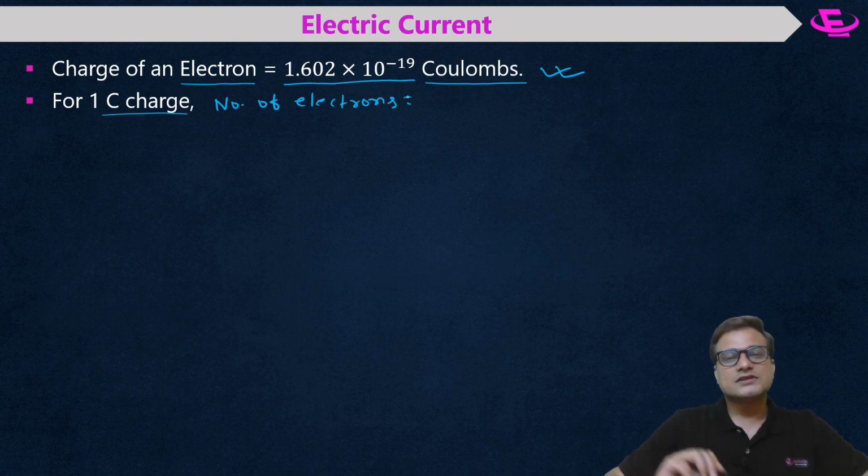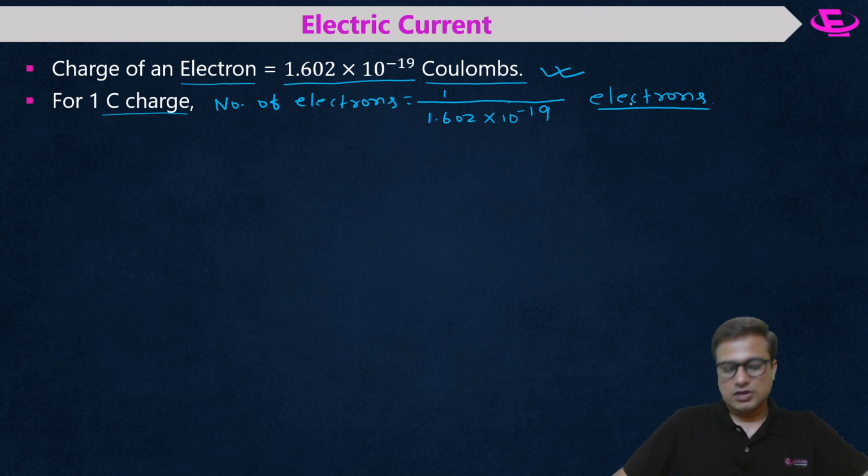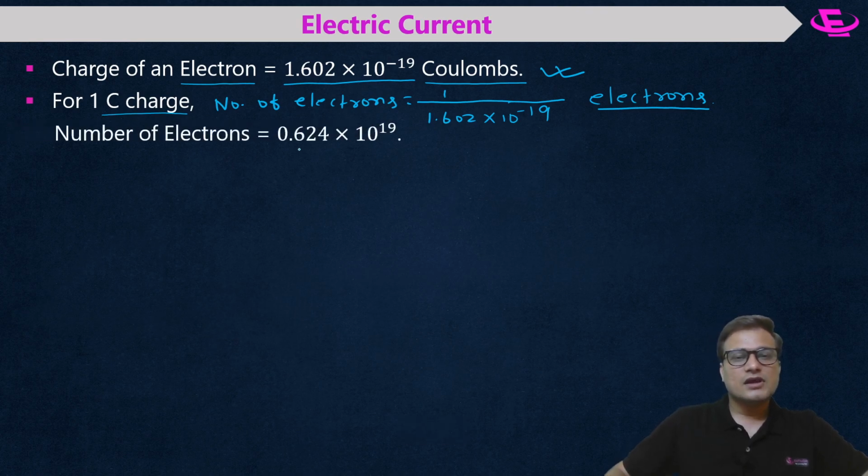Now it will be how much? Since the charge of 1 electron is 1.602 into 10 to the power minus 19 coulomb, hence 1 coulomb of charge will be equal to 1 upon 1.602 into 10 to the power minus 19 electrons. This will be the total number of electrons. If you divide, it will be equal to 0.624 into 10 to the power 19 electrons in 1 coulomb of charge.